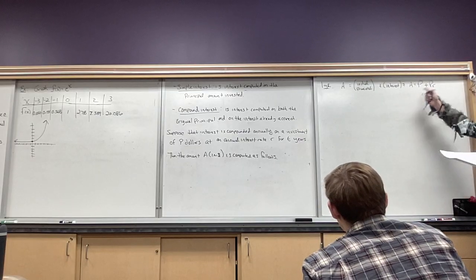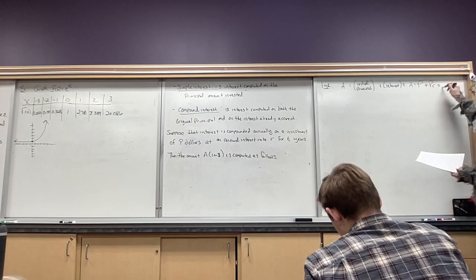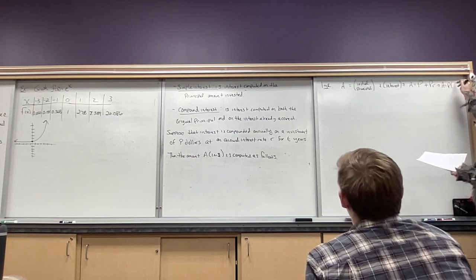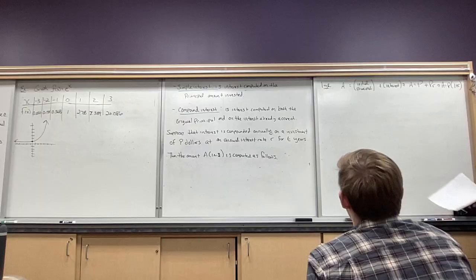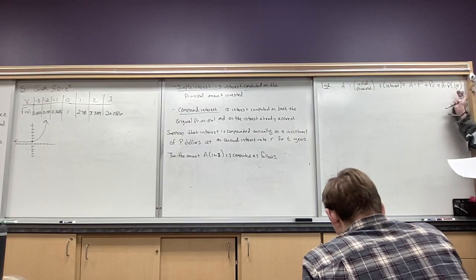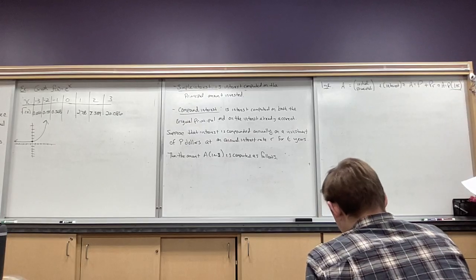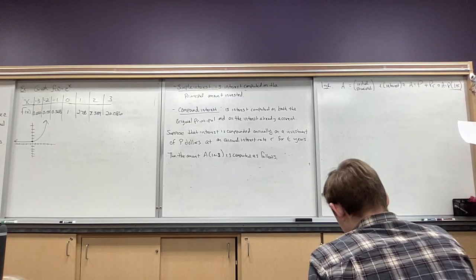Now I could simplify that a little further. Let's do that. I could take a P out of both terms. So I could do P times 1 plus R. Just makes it a little easier to work with. So there's nothing wrong with this. It's just easier to work with it when you factor a P out of both terms. So that's after year one. That's how much you're earning in this account.